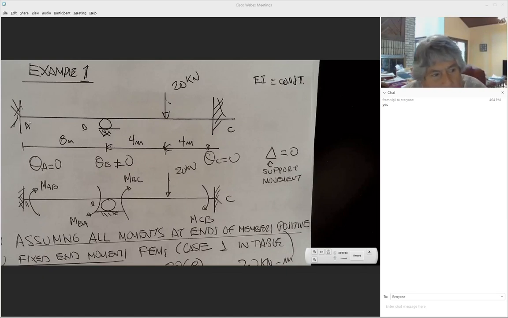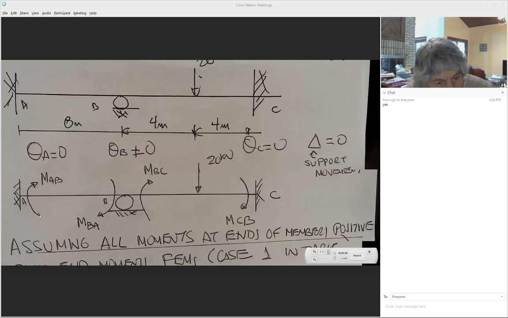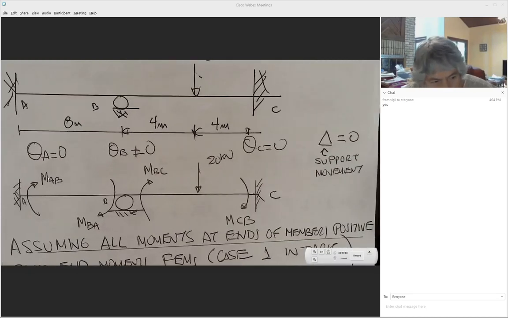To start this problem, we assume that all the moments are clockwise. That's why I put it here, look. I'm calling this moment AB. I'm calling this moment from B to A. I'm calling this moment from B to C and from C to B. So we assume that all of these moments are clockwise.